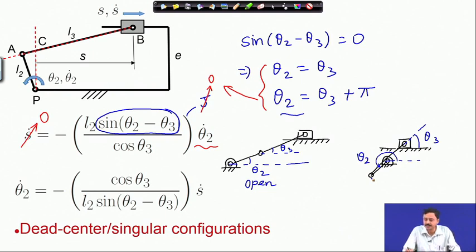So, this is the second dead center configuration, and at these configurations, irrespective of how theta 2 dot is specified or how theta 2 is changing, irrespective of the value of theta 2 dot, we will have the slider at the static position. So, the slider velocity will go to 0. So, this corresponds to the singularity of J.